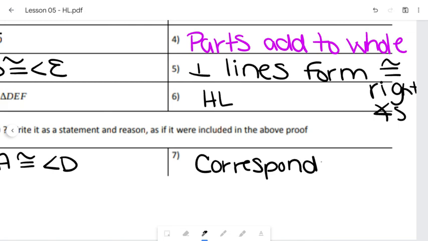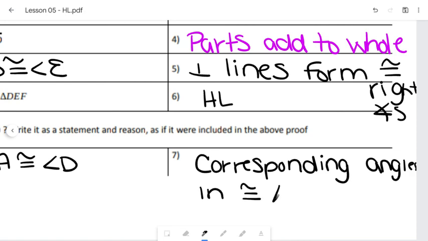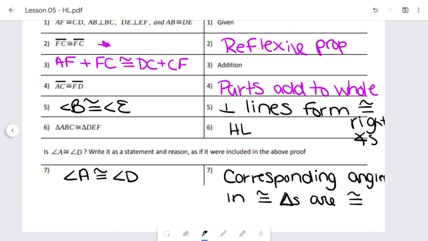Corresponding angles in congruent triangles are congruent. Okay, so once I prove the triangles are congruent, I know all the angles and all the sides are going to map onto each other as long as they correspond to one another.